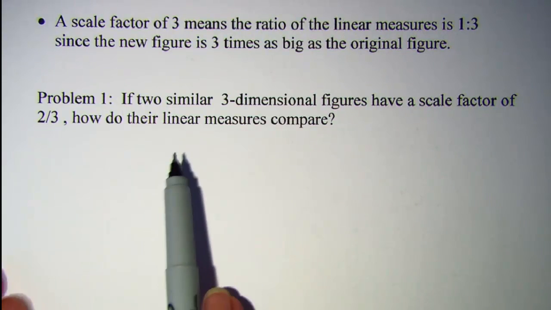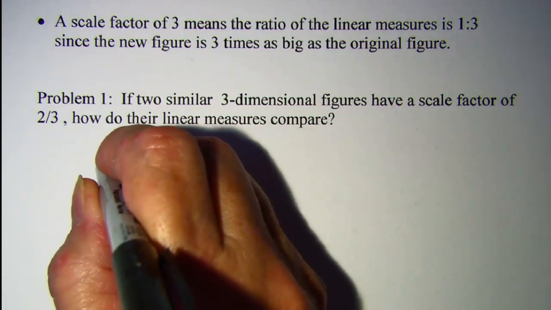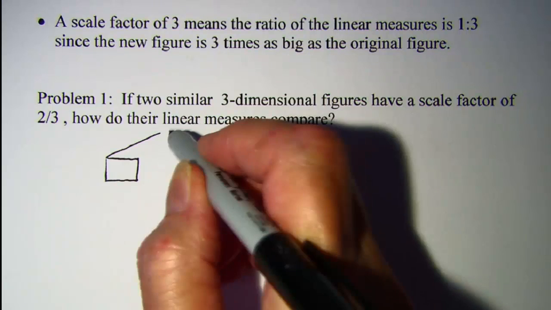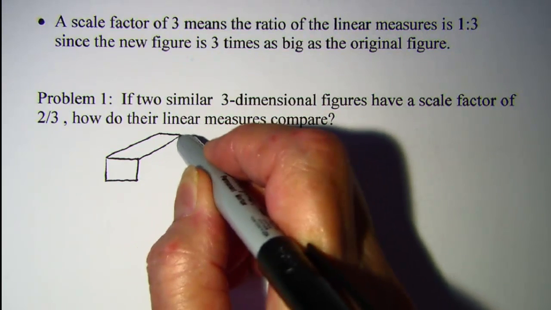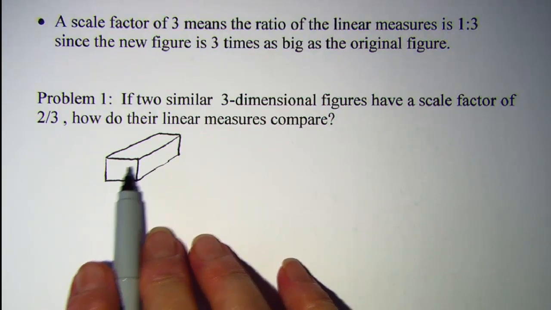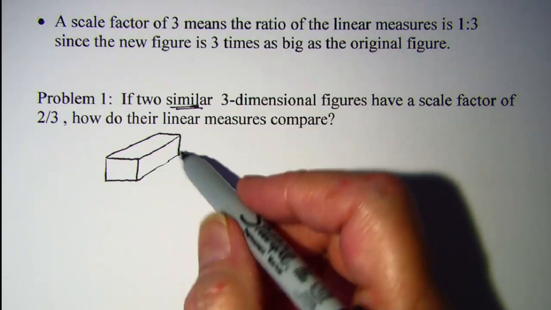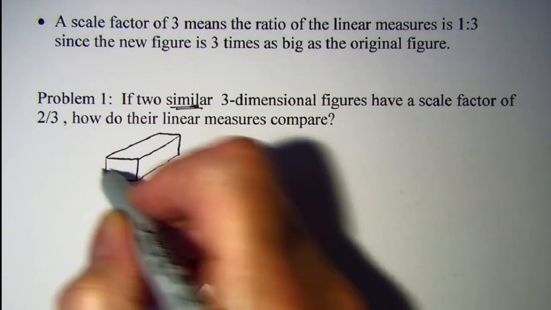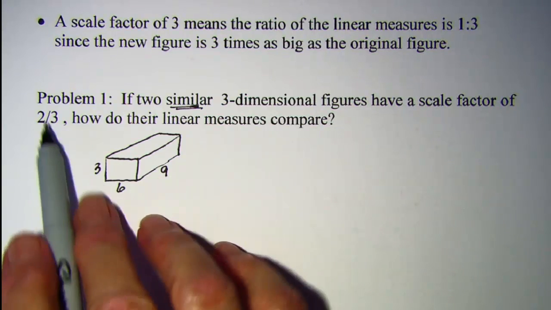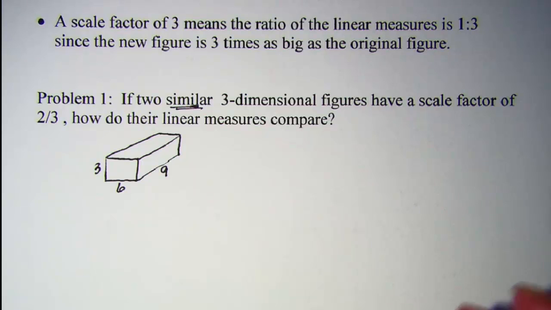Now I want to look at a couple of actual three-dimensional figures, and I'm going to use rectangular prisms just because they're easy to draw and easy to calculate surface areas and volumes and so forth. But it doesn't have to be a rectangular prism. It can be any kind of three-dimensional figures as long as we know that they're similar. So let's let this rectangular prism have dimensions 3, 6, and 9. And I'm doing that because I want my new figure to be 2/3 of these, and that's easy to calculate.